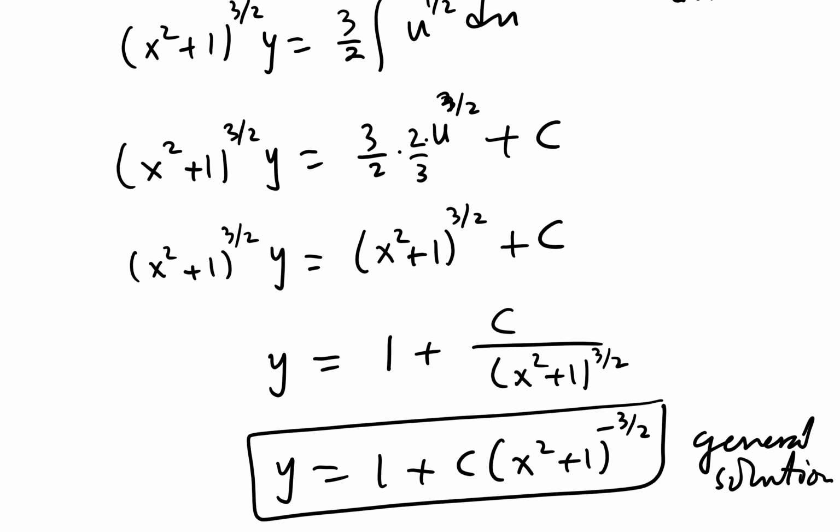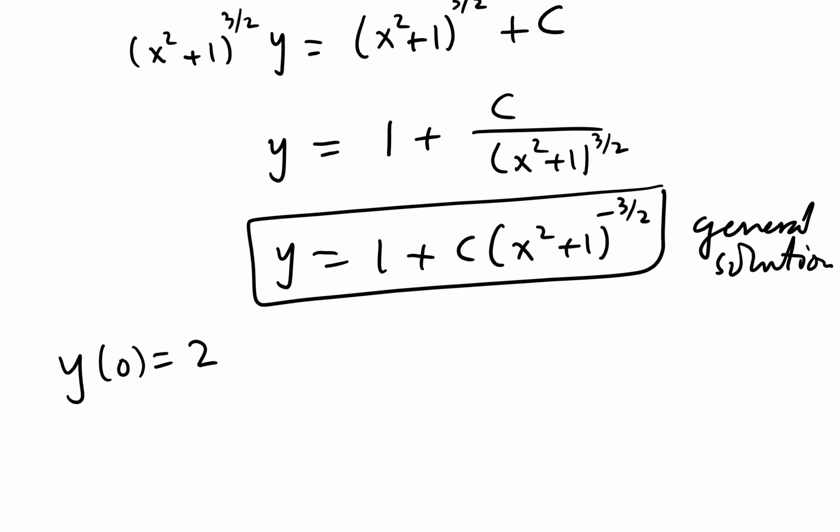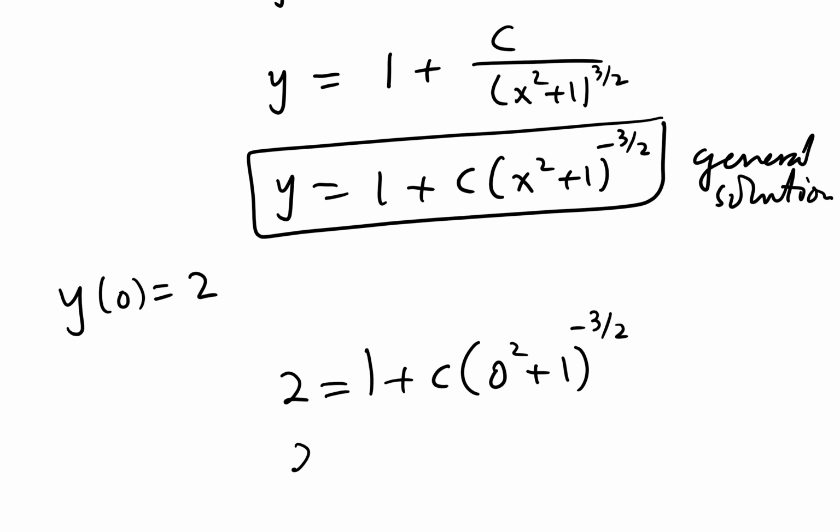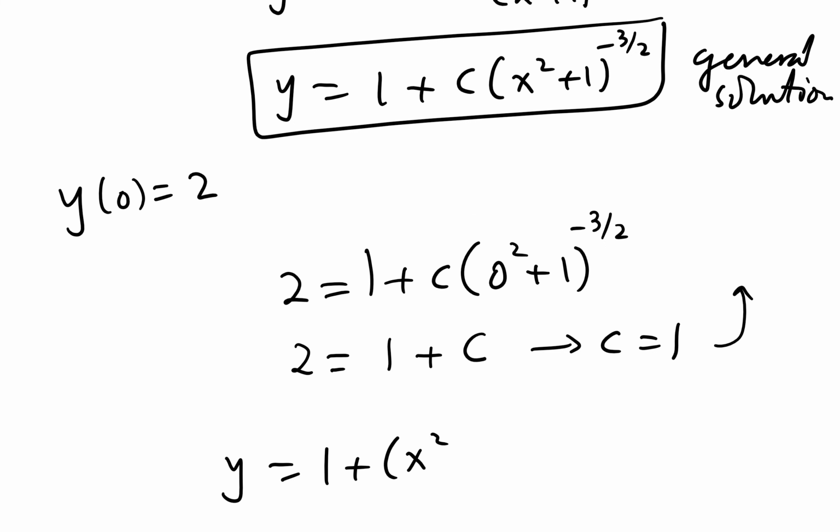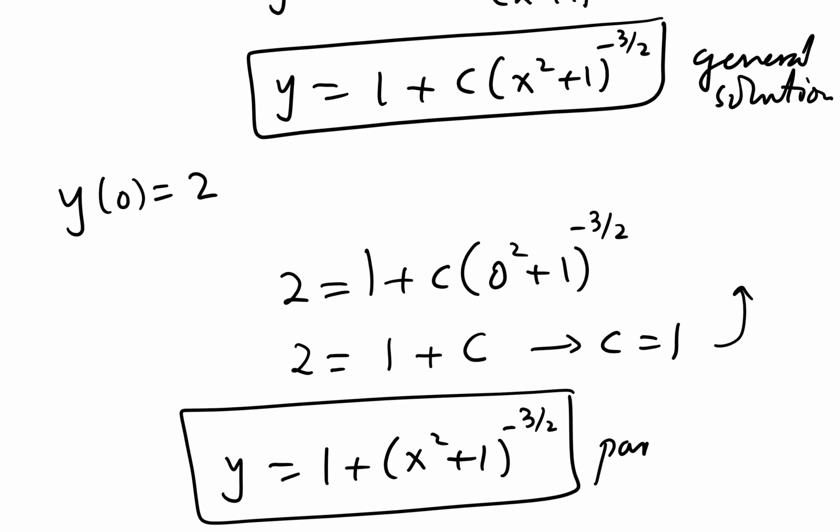Notice they give us a condition, y of 0 equals 2. So this is basically telling us to find what we call the particular solution. So you substitute x equals 0, 0 squared plus 1 to the negative 3 halves, and y equals 2. So that tells us 1 plus, that's a 1, c. So c is 1. So when you find c equals 1, you substitute it back into the boxed answer to get 1 plus x squared plus 1 to the negative 3 halves. This is called the particular solution.